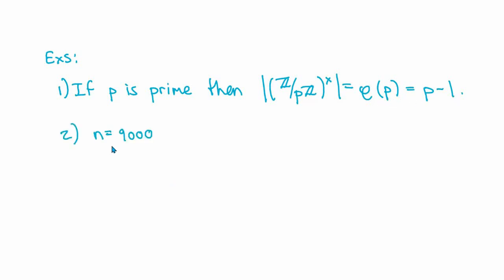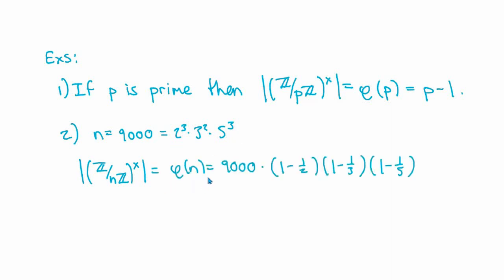Now let's try an example with an actual number. So if n is 9,000, what is the cardinality of the multiplicative group (Z/nZ)^×? Well, to answer that question, first let's factor n, which is pretty easy to do in this case. And then let's use the formula that says phi of n is n times the product over primes p dividing n of (1 − 1/p). The primes dividing n in this case are just 2, 3, and 5, so it's pretty easy to work out what this number is, and we find out that phi of n in this case is 2400.